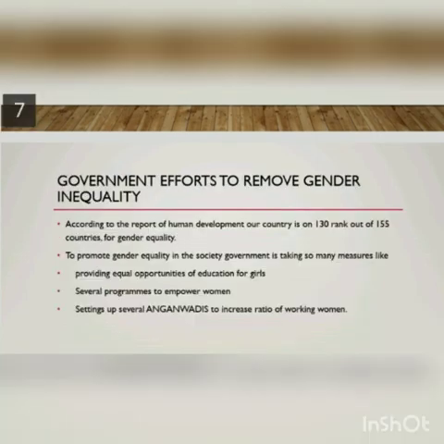Government efforts to remove gender inequality. Government is trying constitutionally to give equal opportunities to men and women. Government is also trying to promote women's education. Government is also trying to set up several Anganwadis or child care centers in the country to enable women to work. Over the years, with the efforts of government, urban areas in India have witnessed a decrease in gender inequality. But in rural areas, it still requires a lot of work to develop this.